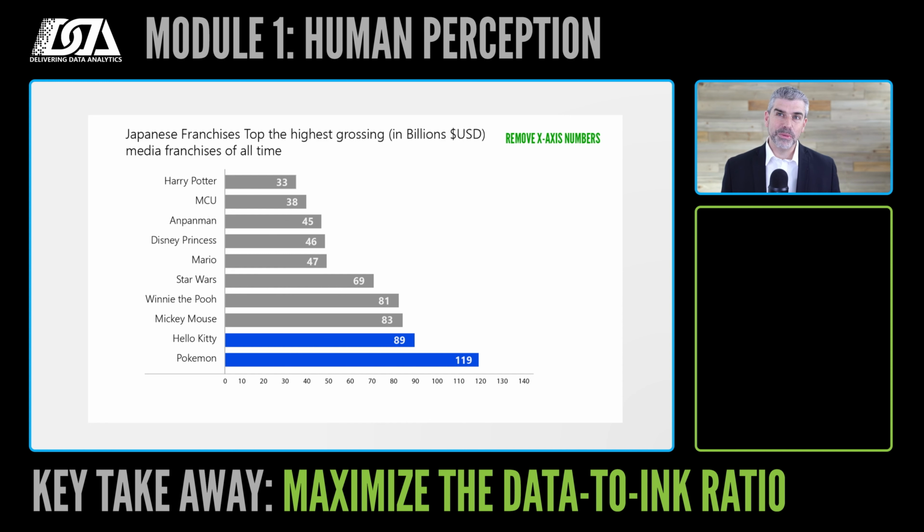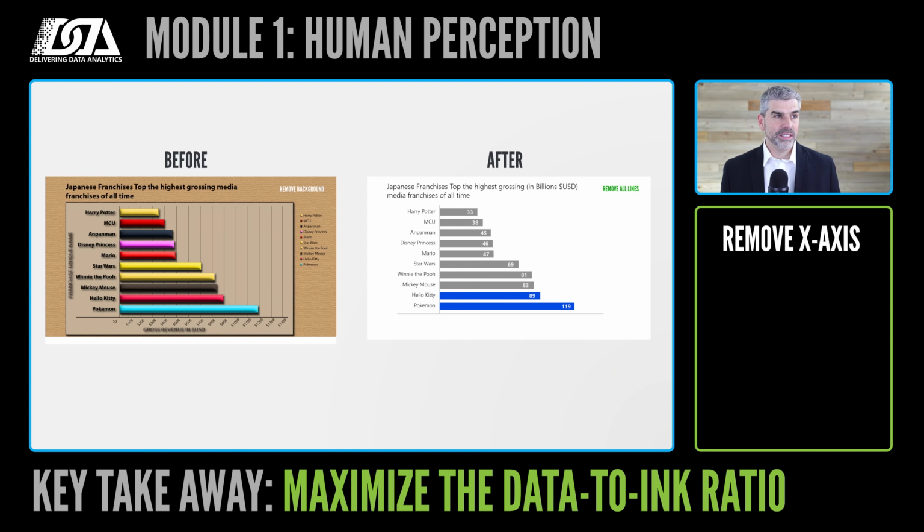Now, because we've direct labeled, we can remove the x-axis. And indeed, get rid of the lines altogether. Now look at this before and after. Where we started was something that was pretty rough with a very low data to ink ratio. And what we have on the right is something with a high data to ink ratio. You can see the minimal use of ink to represent the same information.